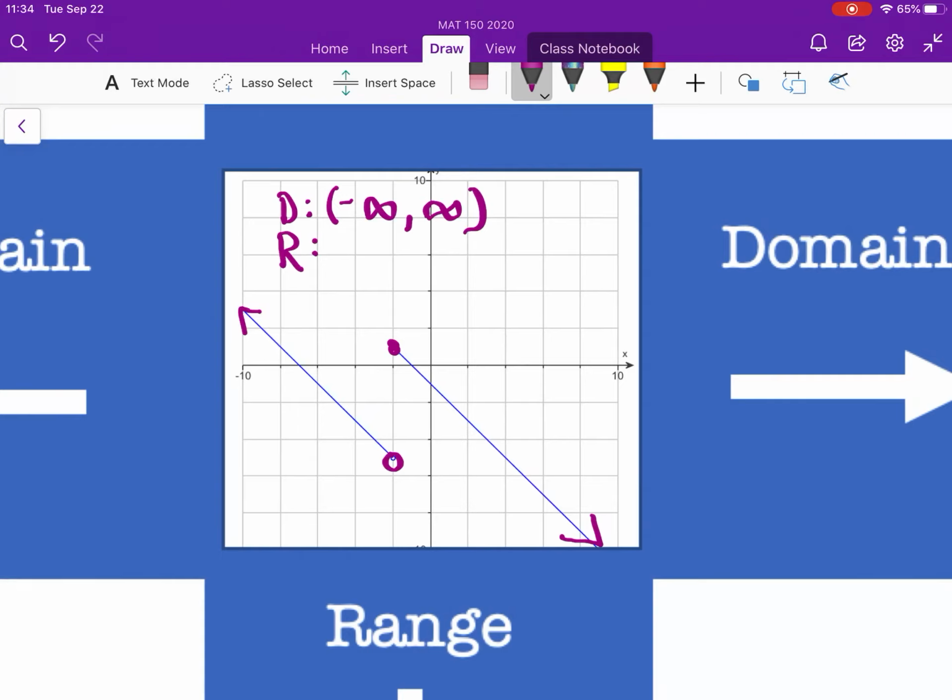The range is the same way. Does it go down forever? Yes. Does it go up forever? Yes. Does it cover everything in between? So all of these places right here, do they have an X value somewhere? Yes. Some of them. Okay. So the range is also -infinity to infinity.